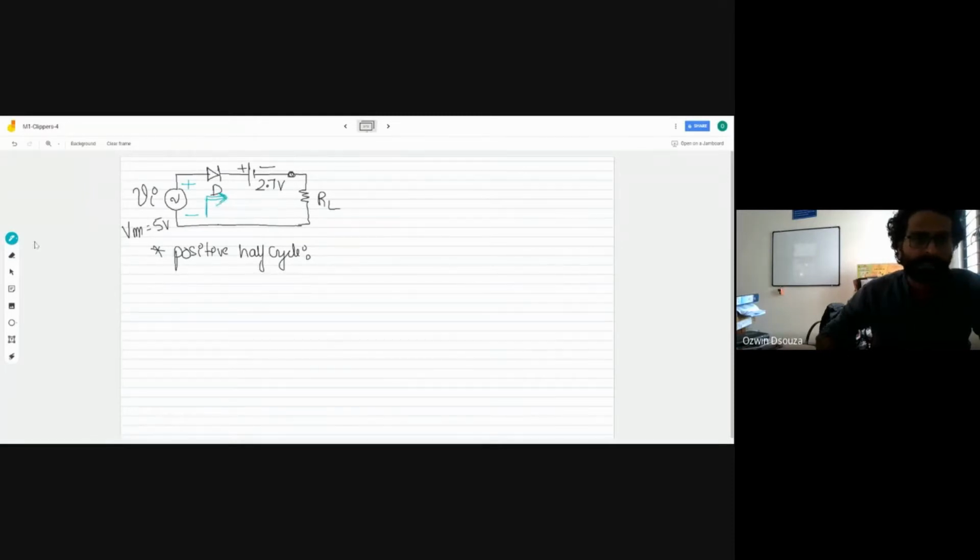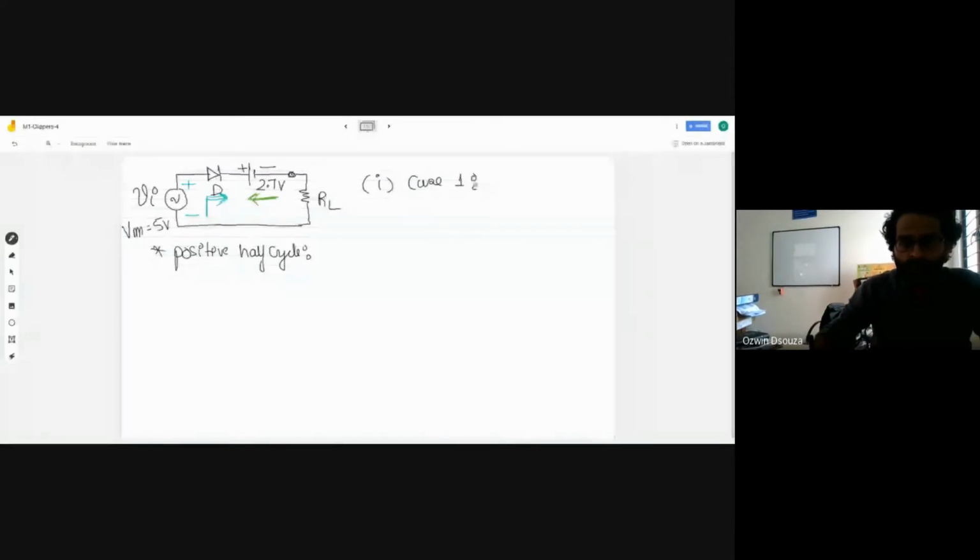On the other hand, the DC voltage, that is the 2.7 volt cell, is trying to circulate the current in the opposite manner. So there exists a source comparison, right? One is trying to send the current in the clockwise direction, and the other is trying to send the current in the anti-clockwise direction. Now, the conduction of the diode is based on the source domination. So first let us consider case 1.